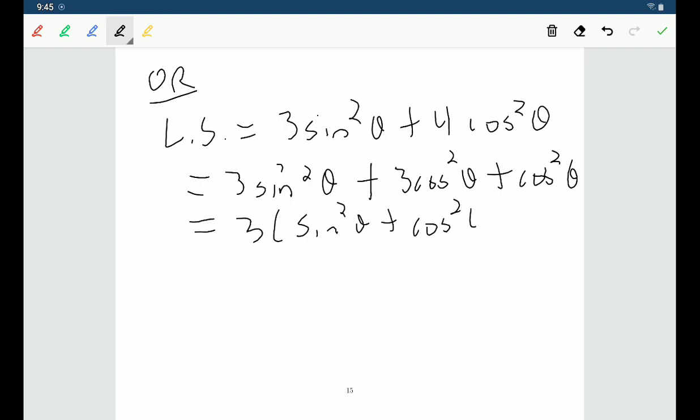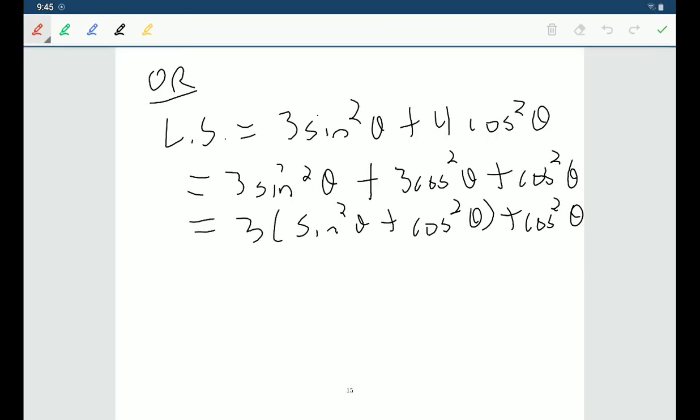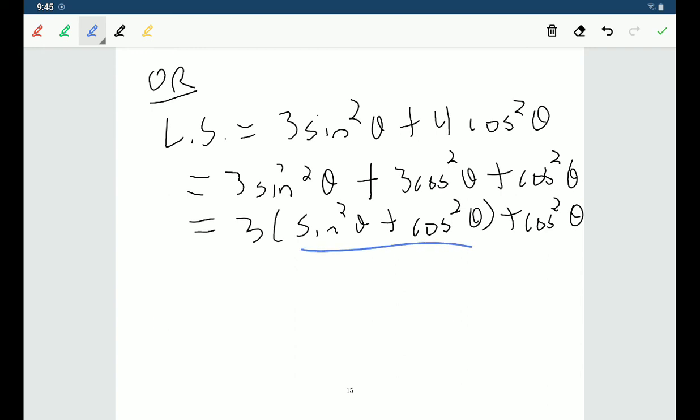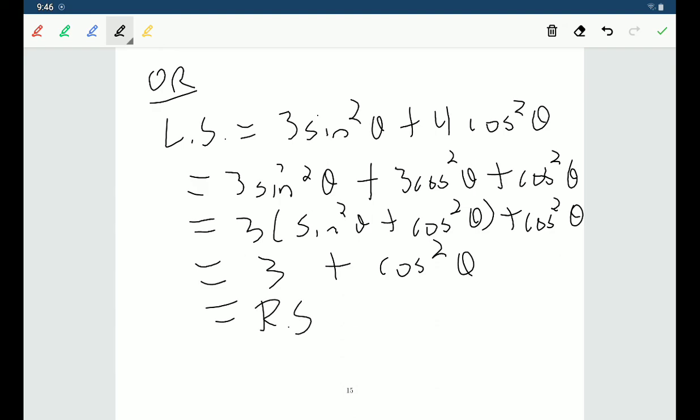From the first two terms. And then I have something very nice. I have inside the brackets sine squared plus cos squared, which of course we know is equal to 1. That's our old friend, the Pythagorean identity, coming back to haunt us. So really what we have is 3 times 1, which is just 3, plus that remaining cosine squared theta. So again, left side is equal to the right side.